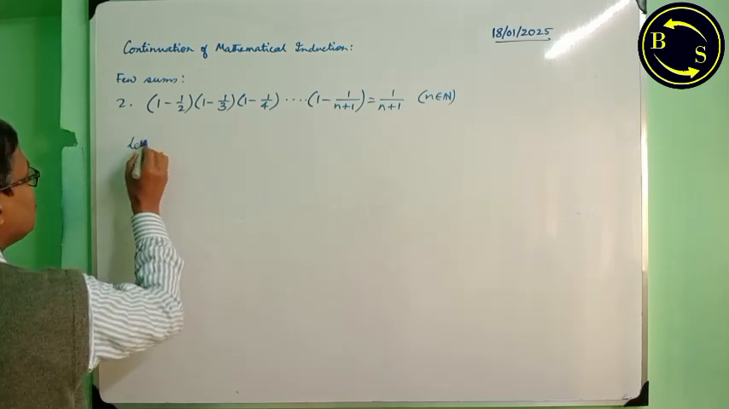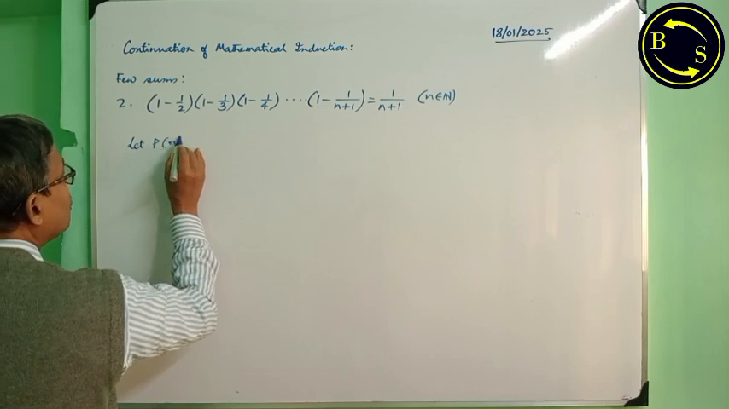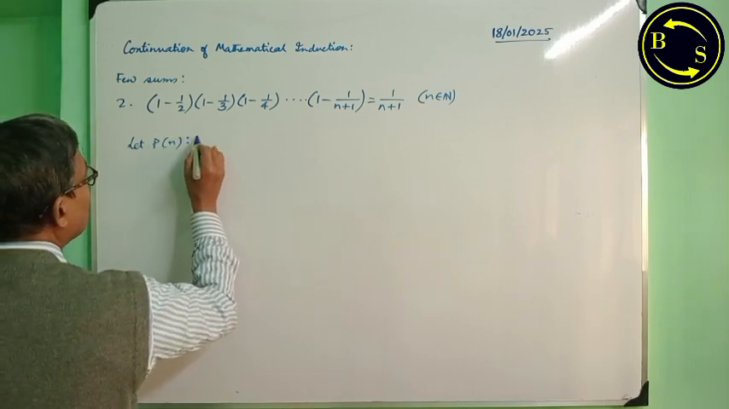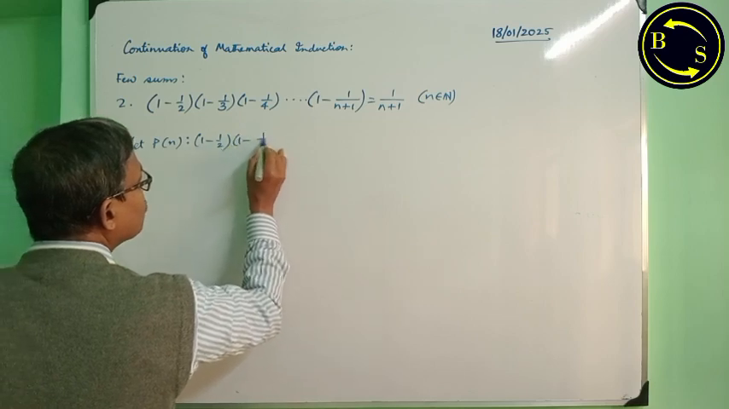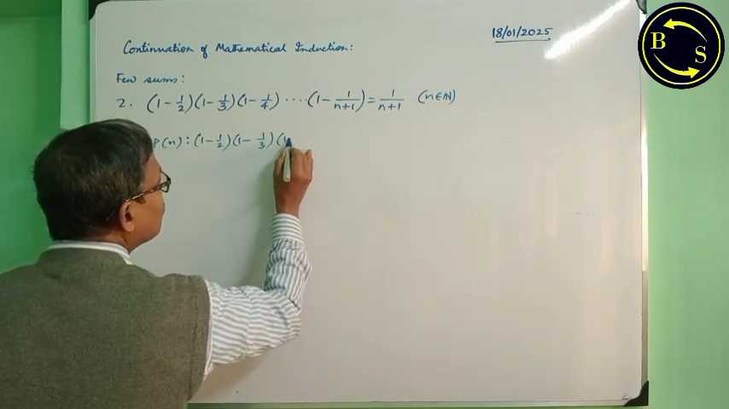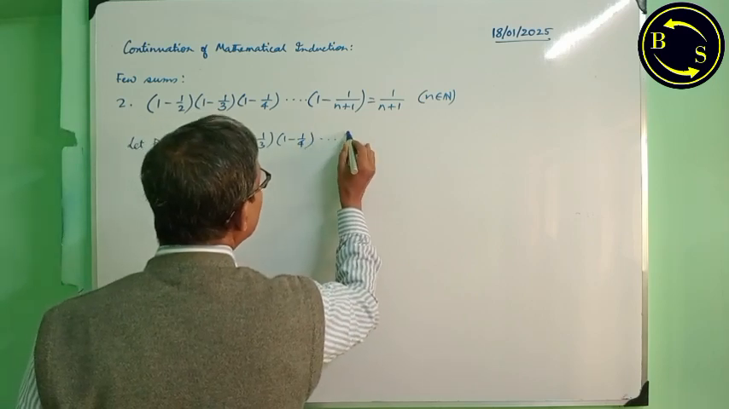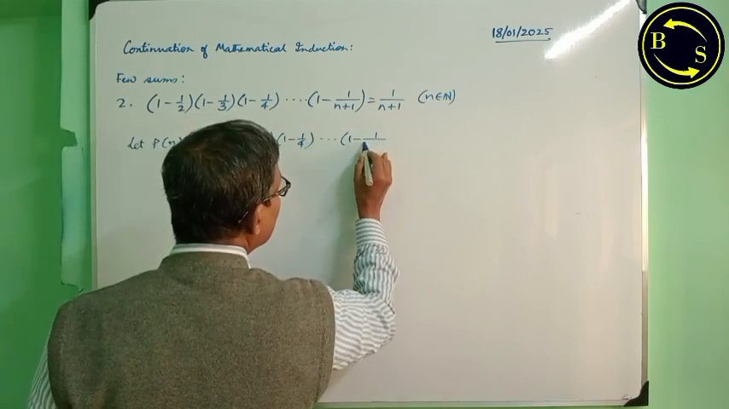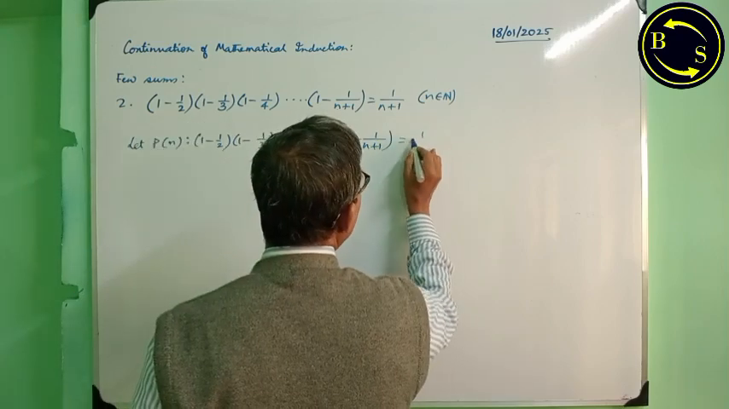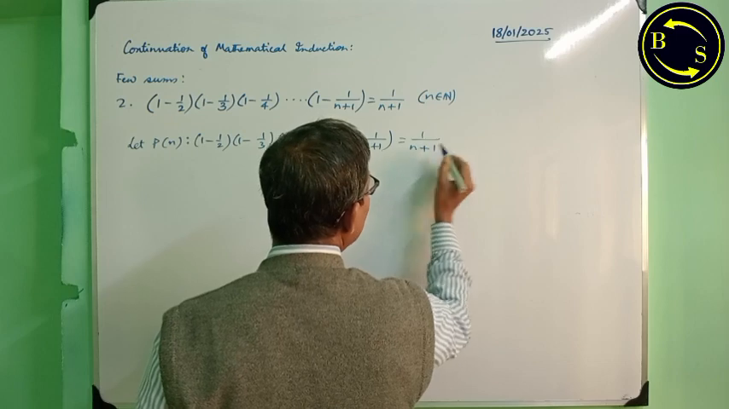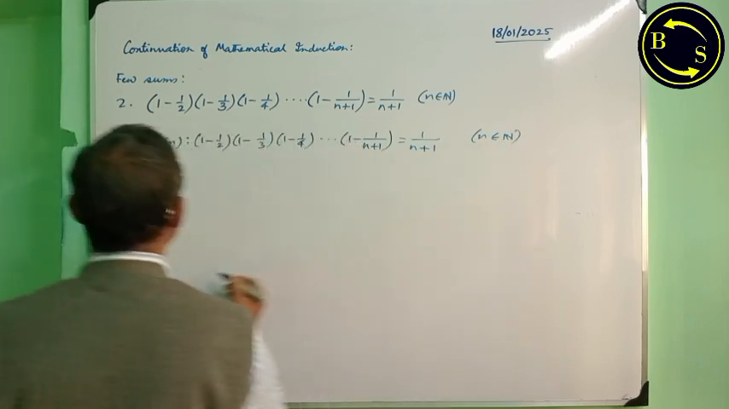Let this be the mathematical statement Pn: 1 minus half, 1 minus 1/3, 1 minus 1/4, dot dot dot, 1 minus 1 by n plus 1 is equal to this. n belongs to the set of natural numbers.